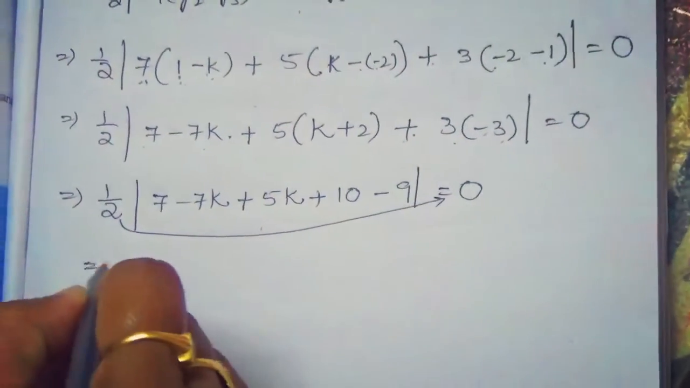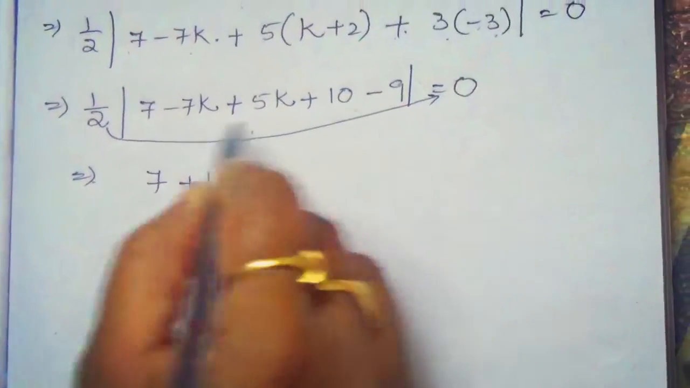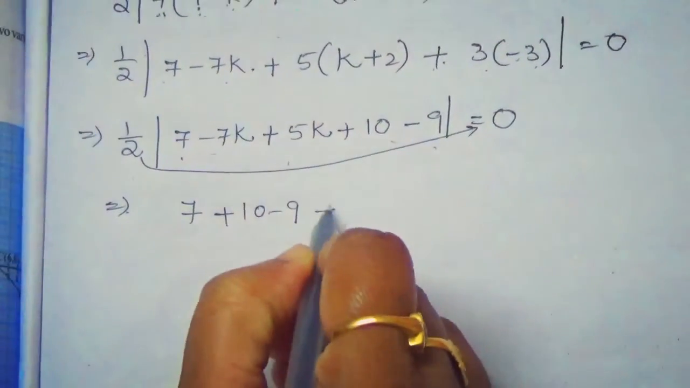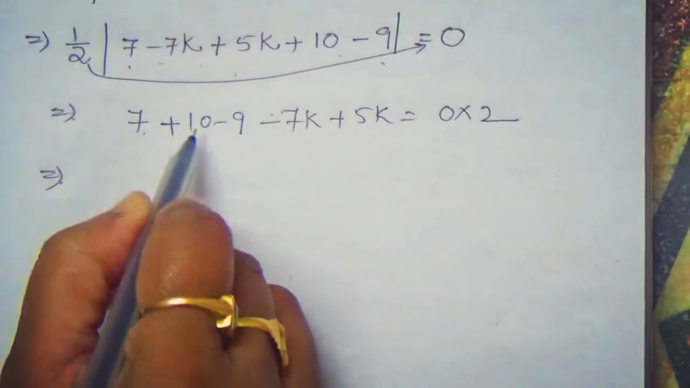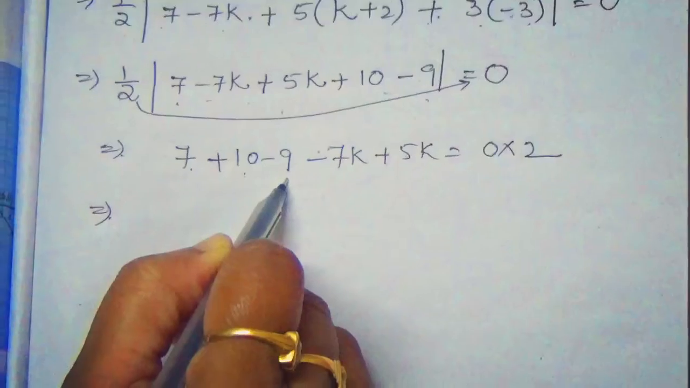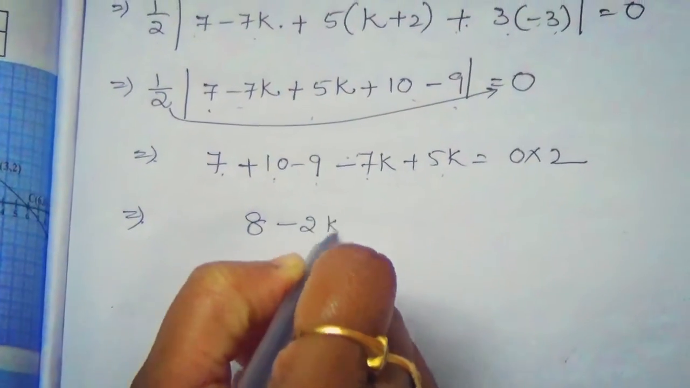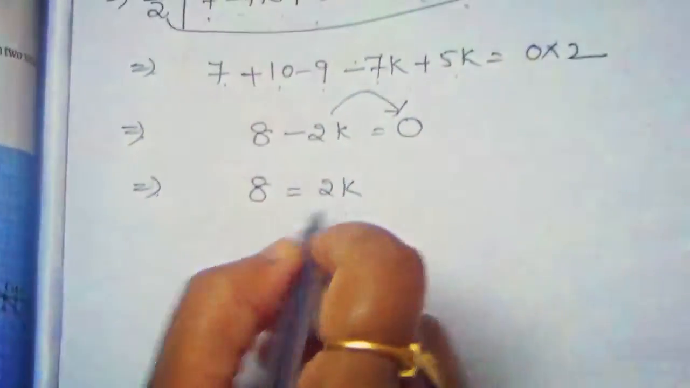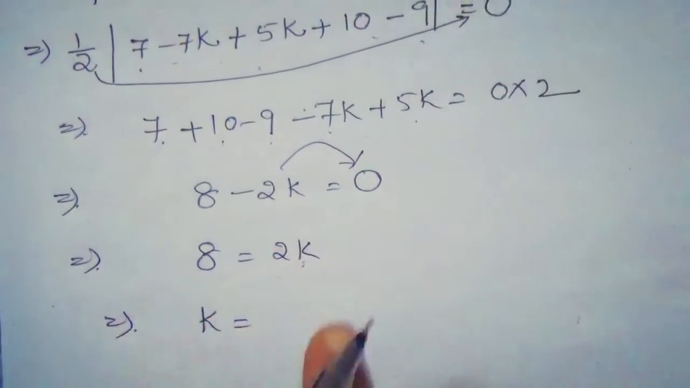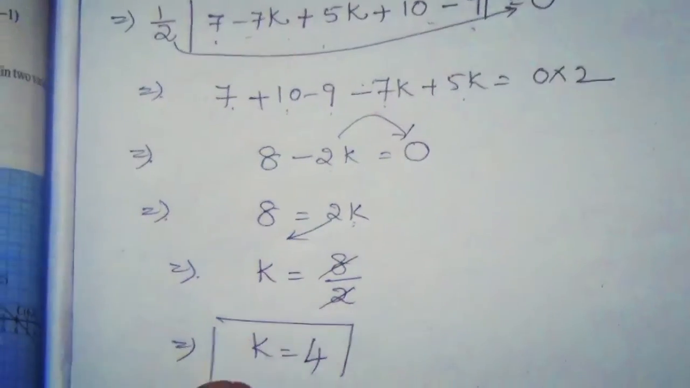We just take this 2 to the other side. That implies 7 plus 10 minus 9, constants we took one side, right? So minus 7k plus 5k is equal to 0 into 2. That implies 7 plus 10 is 17, 17 minus 9 is 8. Okay, 8 minus 7k plus 5k is minus 2k, that is equal to 0. That implies 8 is equal to 2k. Minus 2k becomes plus 2k. So k has to keep there itself, 2 just bring in the denominator. When you cancel this, you will get k is equal to 4. That's it. Here we finish the first one in the second Roman.